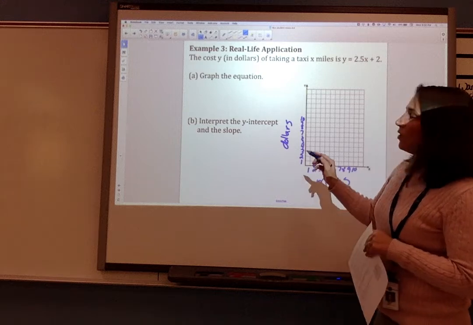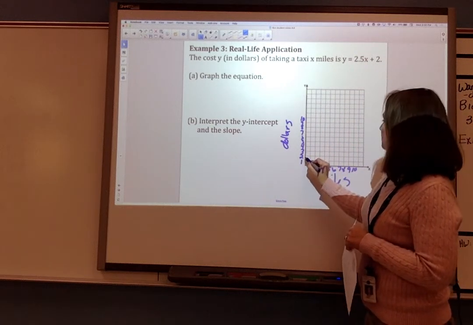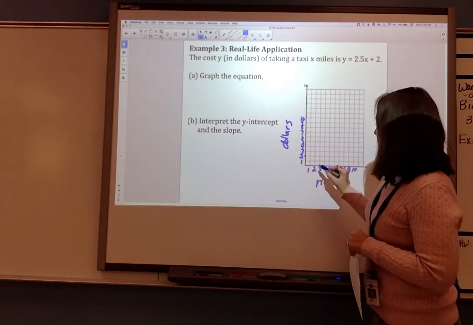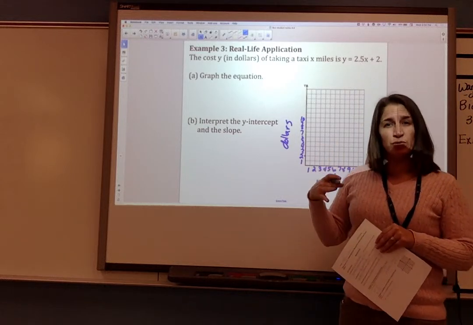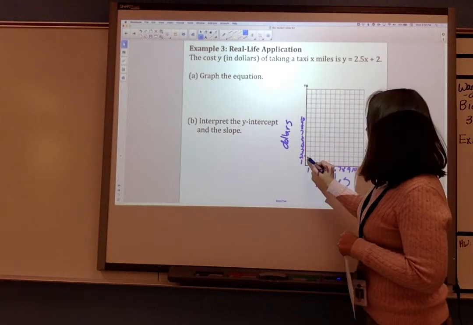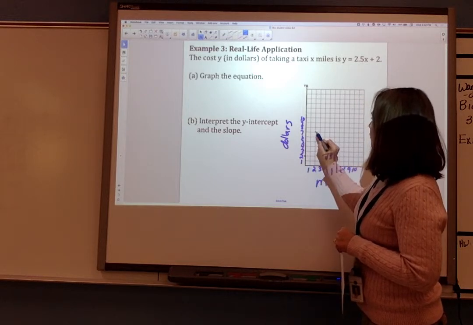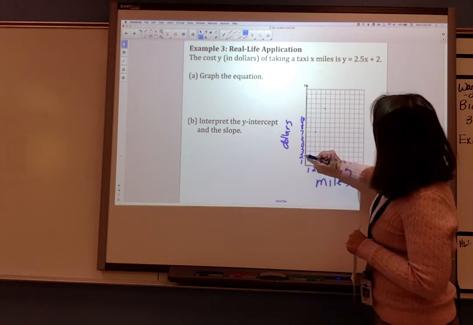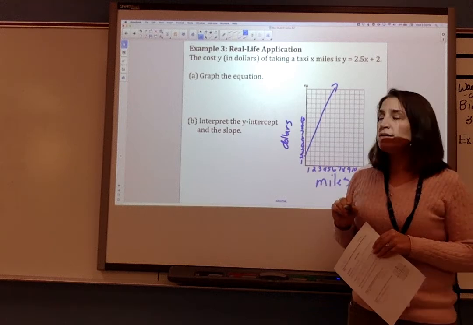Okay, so our y-intercept is 2, and our slope is 2.5. So another way to think of that would be 5 over 2 would be the same as 2.5. So we're going to go up 5, 1, 2, 3, 4, 5, for every 2 we go over. 1, 2, 3, 4, 5 over 2. All right, so here's our line.